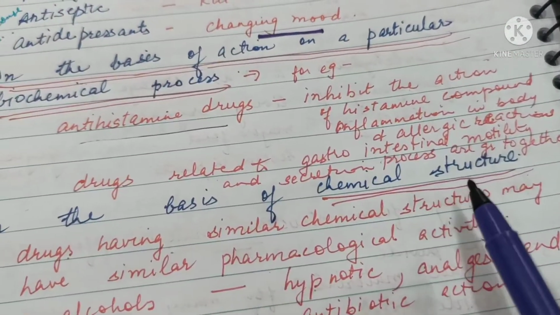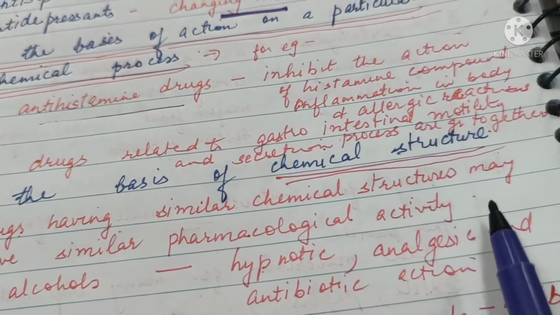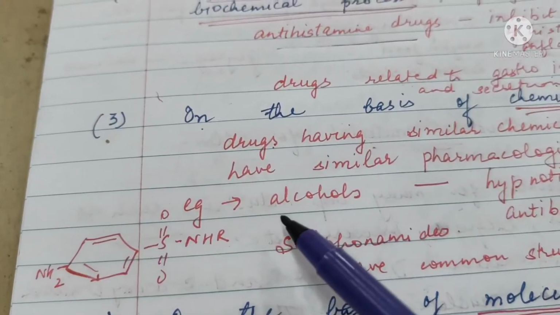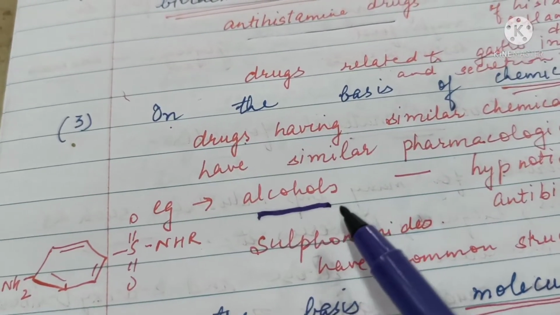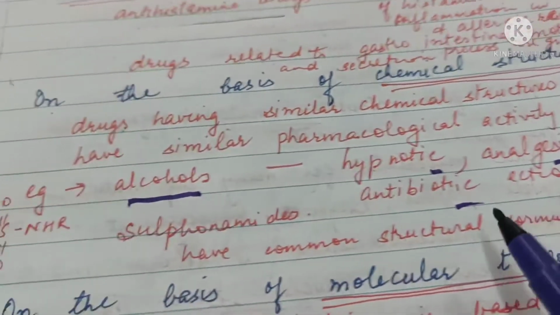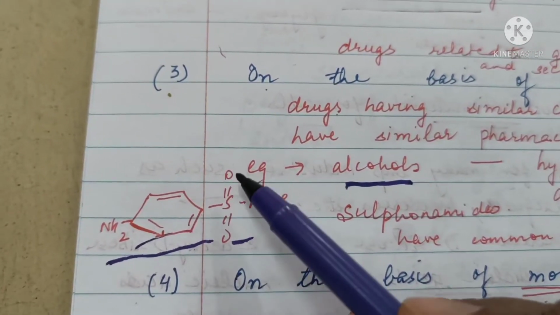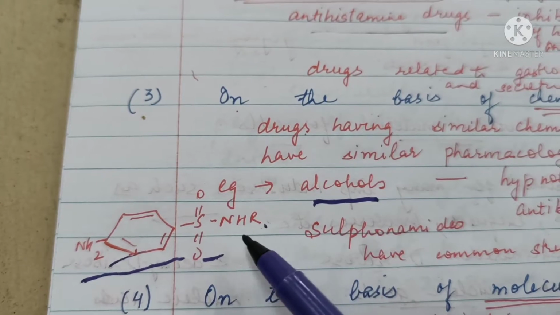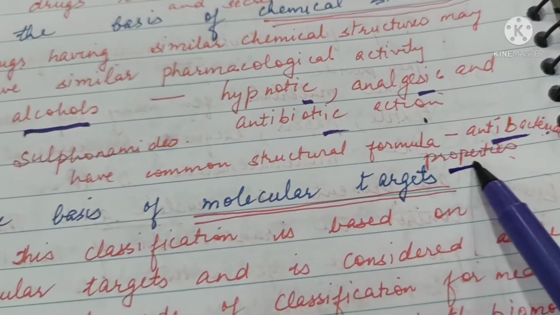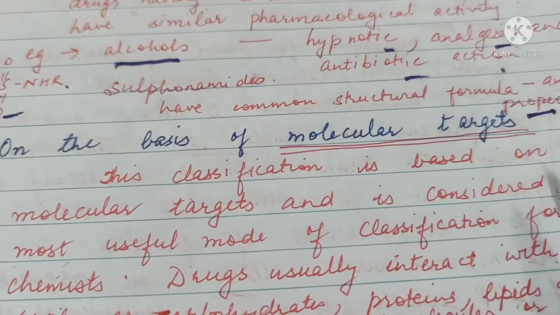On the basis of chemical structure also, we can classify different drugs. Drugs having similar chemical structures may have similar pharmacological activity. For example, all alcohols containing the functional group OH are used as hypnotic, analgesic, and for antibiotic action. Having this general structure, NH2C6H4SO2NHR are called sulfonamides, and they have antibacterial properties. They have common structure. We can also classify drugs on the basis of molecular targets.